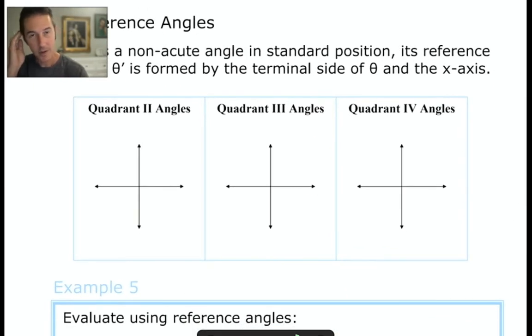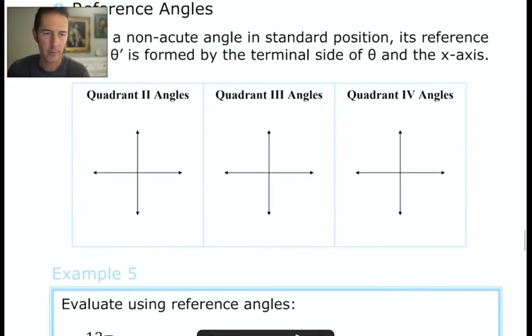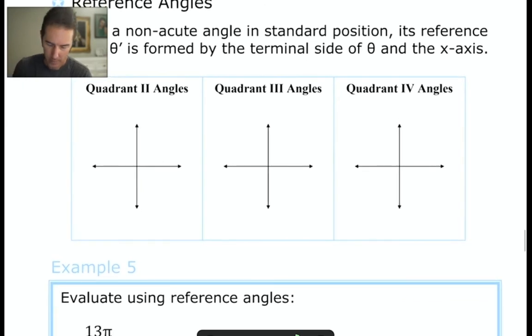Reference angles, we've been talking about reference angles already, so I'm not going to spend any... all right, I see the point of those graphs.